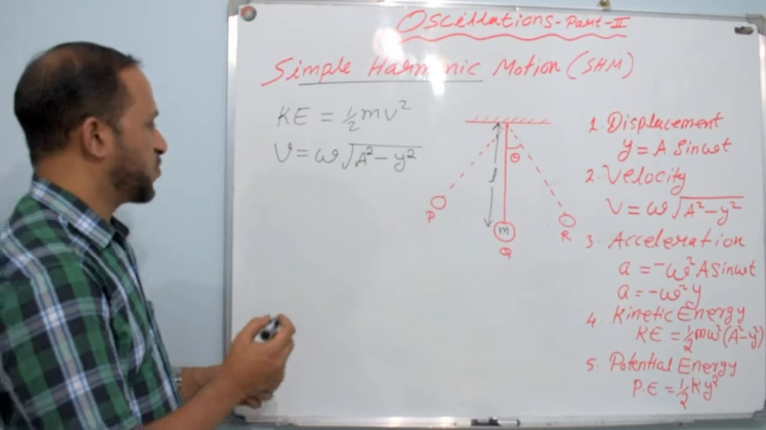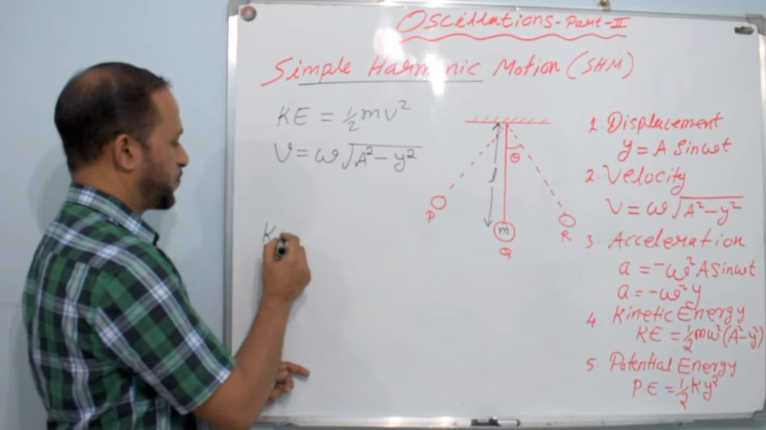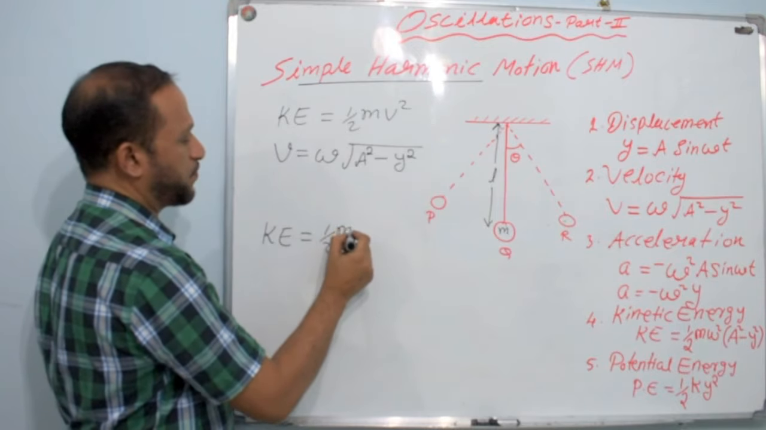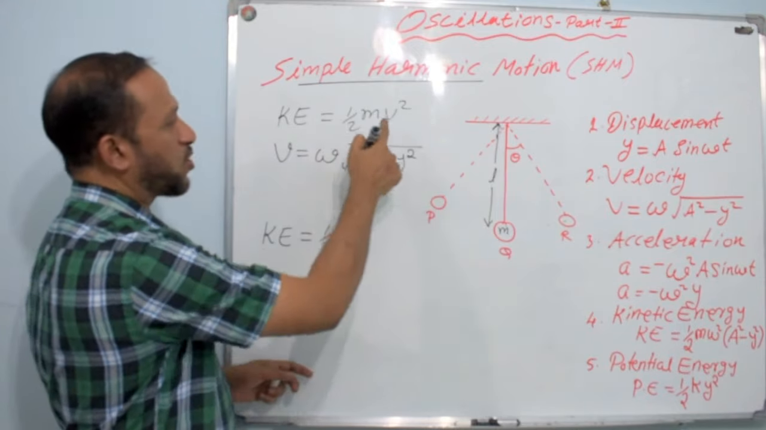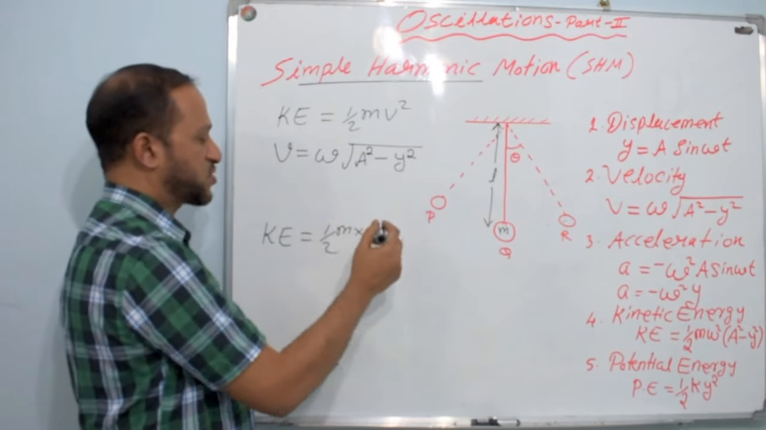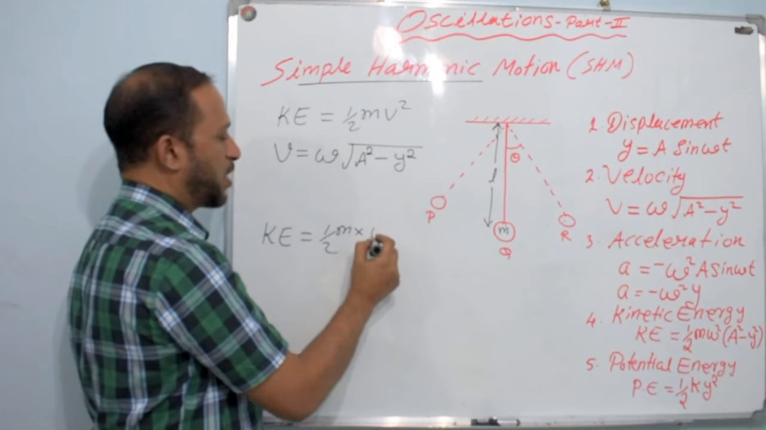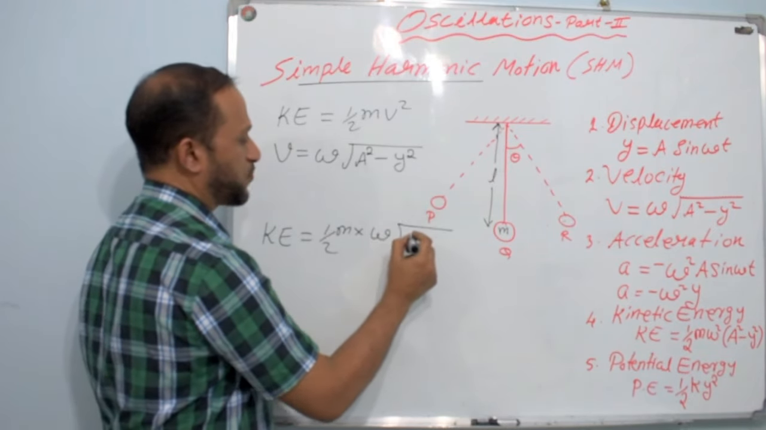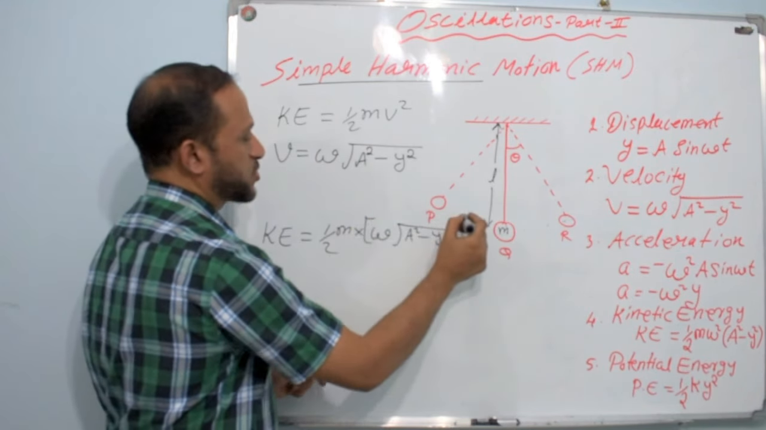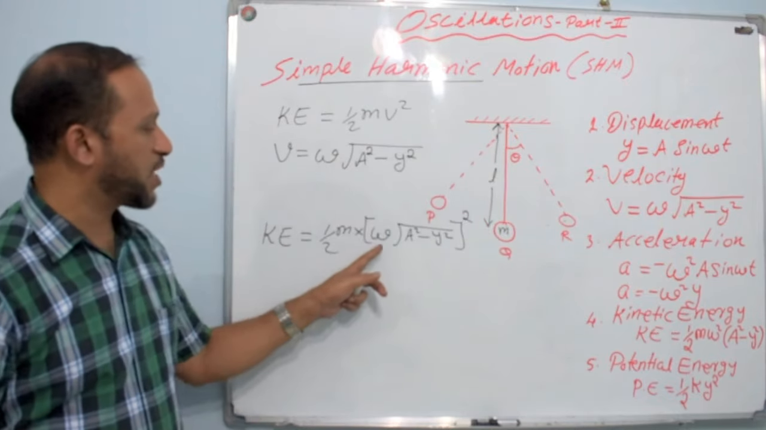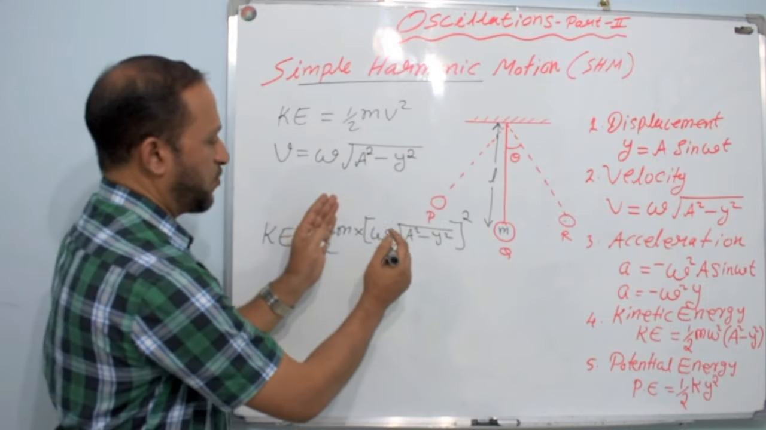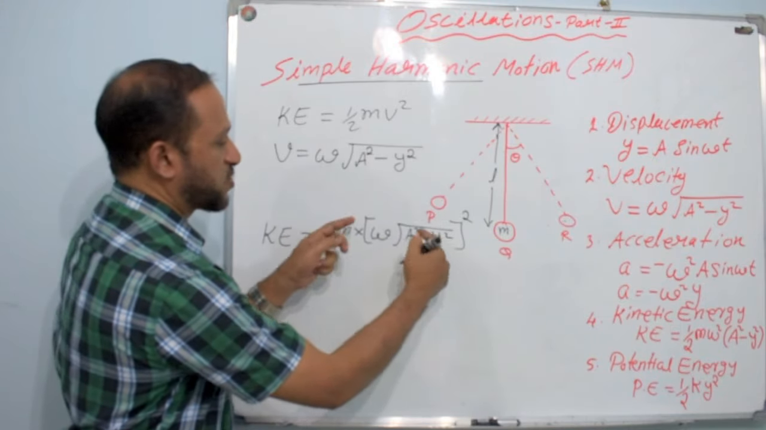So for the kinetic energy of the oscillator, KE is equal to half into the mass of the oscillator, m, into the square of the velocity. Velocity is omega into square root of a square minus y square. So v square will be omega into root of a square minus y square, whole square.